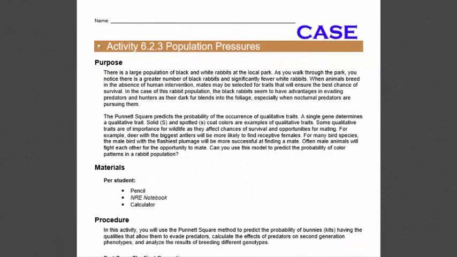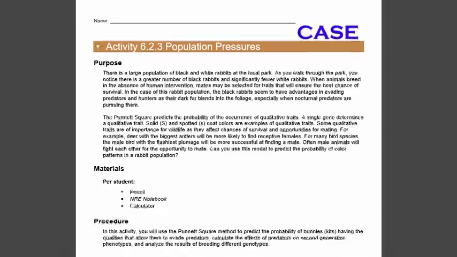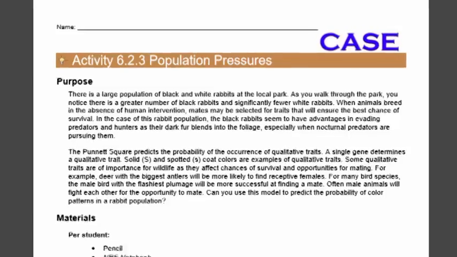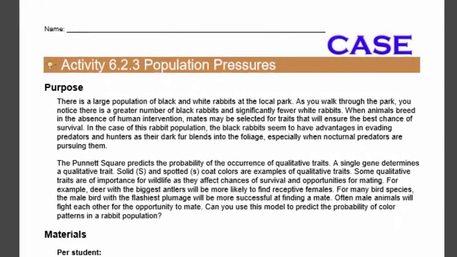Through activity 6.2.3, population pressures, you will predict the probability of the occurrence of qualitative traits within an animal species using Punnett squares in order to understand how human pressure on wildlife can cause artificial selection within a population. Your teacher will share further instructions for this activity.